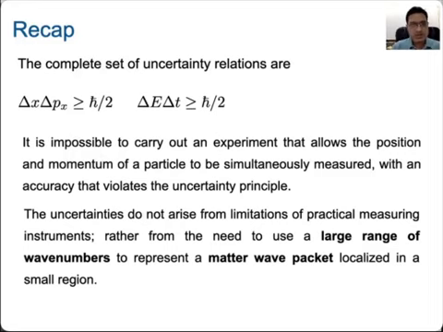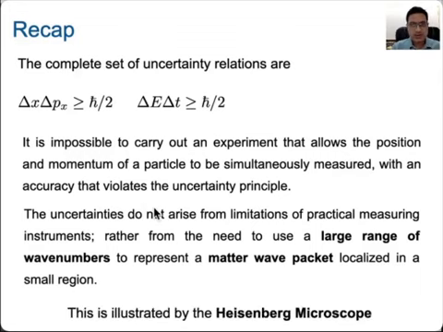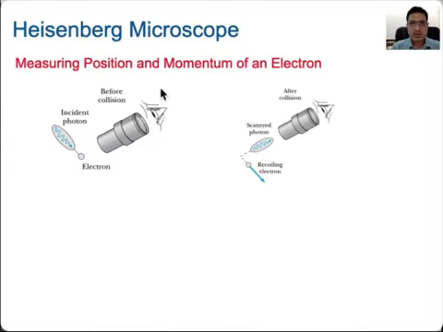Heisenberg himself came up with the idea of a microscope measurement. He designed a thought experiment by which he showed that if you want to measure the position and momentum of a particle simultaneously, the precision of the values measured for the position and momentum cannot violate this uncertainty relation. So let's see what he has proposed. This is known as the Heisenberg microscope.